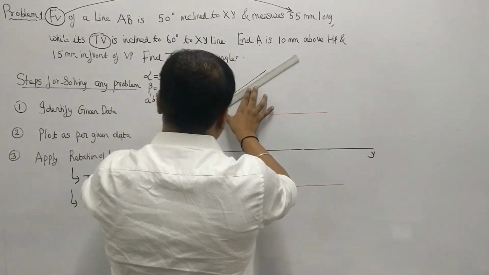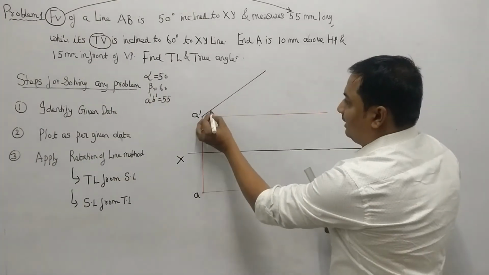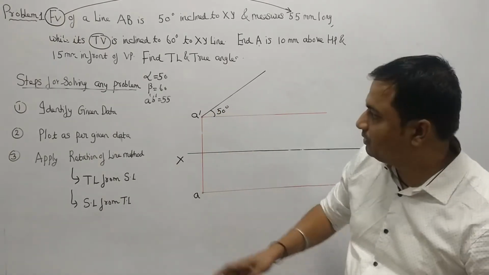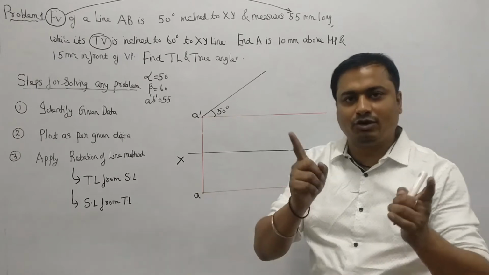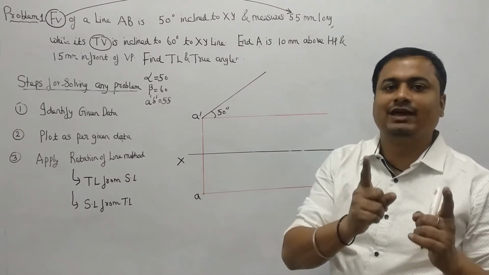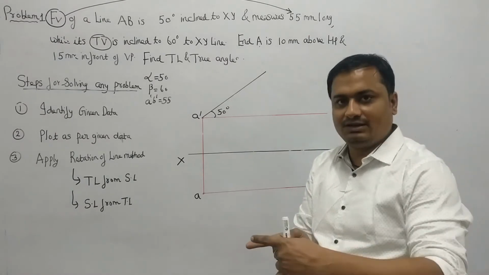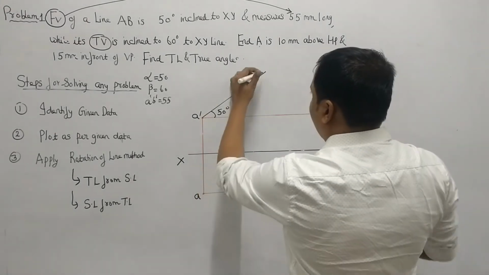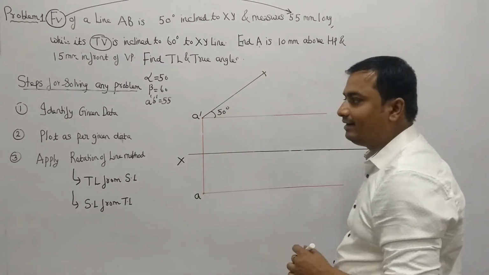So this should be angle should be 50 degrees. So this is alpha. Now length is given to us, A dash B dash 55. Now you have to take your compass and measure the length 55 mm by means of the scale, and just keep the needle here and cut it. So wherever it is going to cut, that is the point.